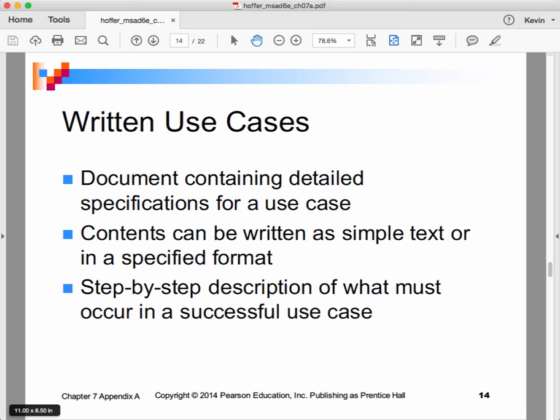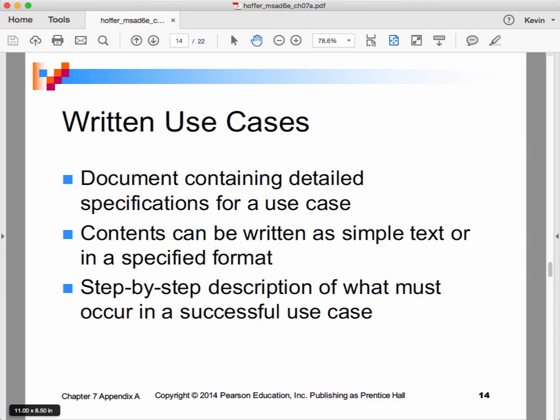Now, written use cases are the specifications, okay? And we're going to deal with that in the next unit. But it's kind of nice to know what kind of stuff is in them, because we just get a high-level view from the diagram. So a written use case, or what I call a use case specification, is a document that contains the detailed specifications for a use case. The contents can be written as simple text or in a specified format.